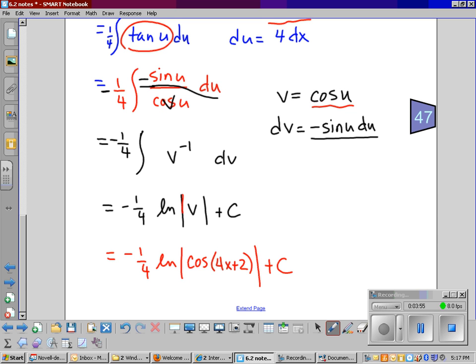The reason we have to use the absolute value on the logarithm antiderivative is because it's a domain issue. Logarithms go like this. Only positive x values are in the domain. And there's a possibility that this v, which is cosine u, could be negative. So that's what the absolute value symbol does. If that value happens to be negative, then it will automatically change it to a positive, and everything works great.